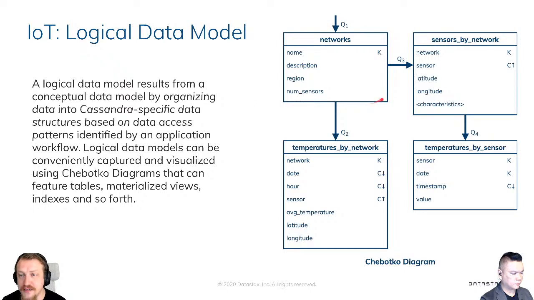First approach: first we have a list of networks, and every network has a name, and this name will be K. K means partition key in the Chebotko diagram. You remember I told you some minutes ago that we will use this diagram a lot. That's what we are doing. Name will be the partition key, and I'm going to grab all of them, and every network will have a description, region, and number of sensors.